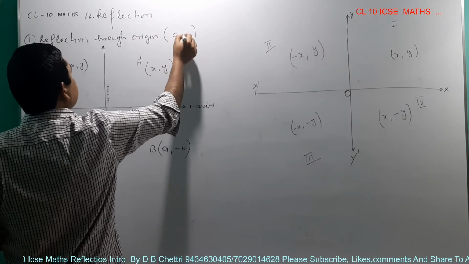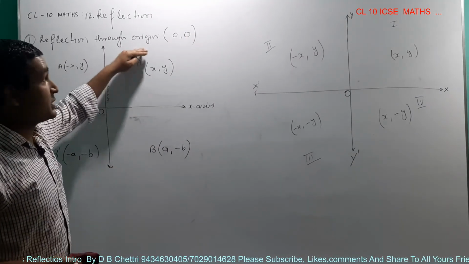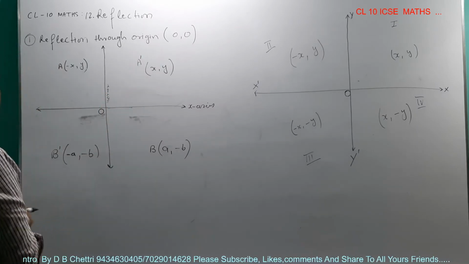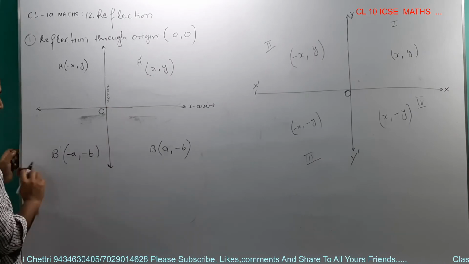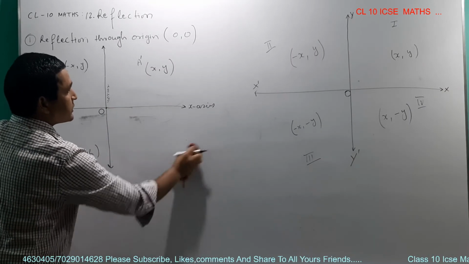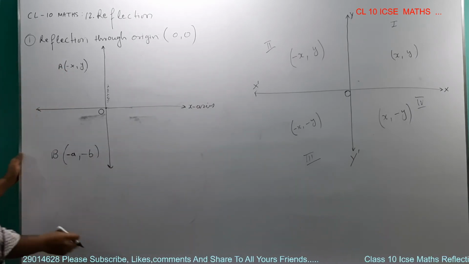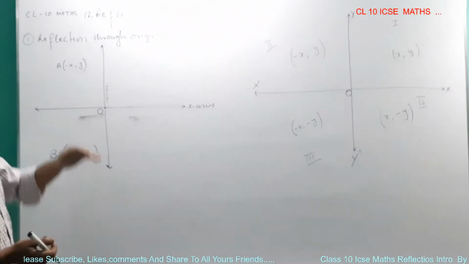Reflection through origin means 0, 0. If the reflection is through the origin, sometimes they will ask through 0, 0. Now, because the coordinate of this origin is 0, 0, let's do it. Now look at the origin here. This is different from the x-axis and y-axis.